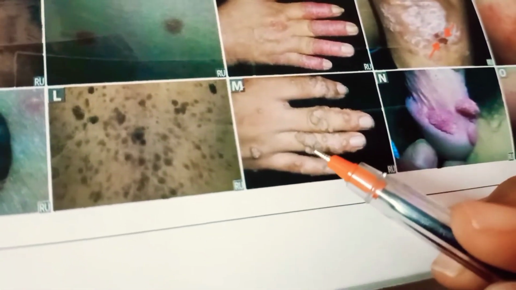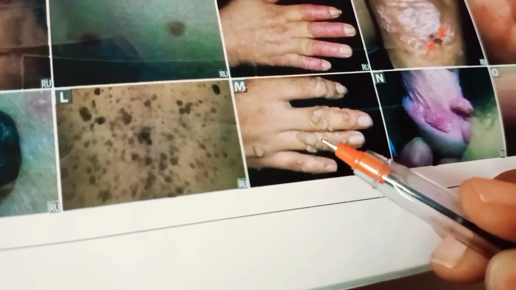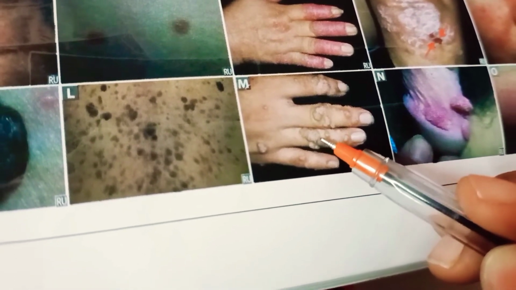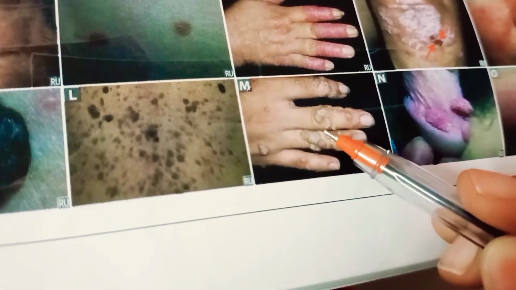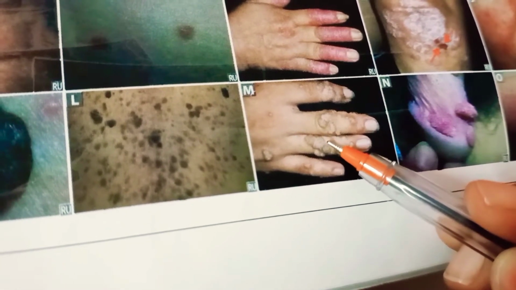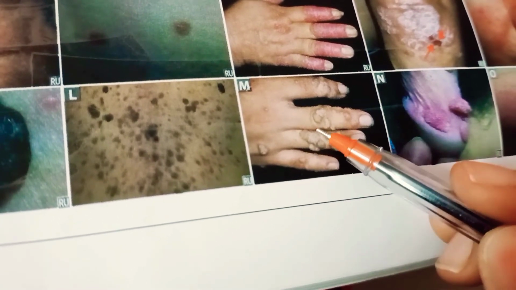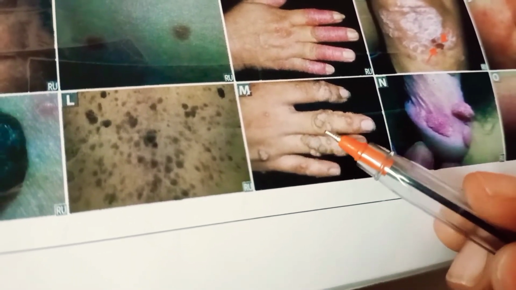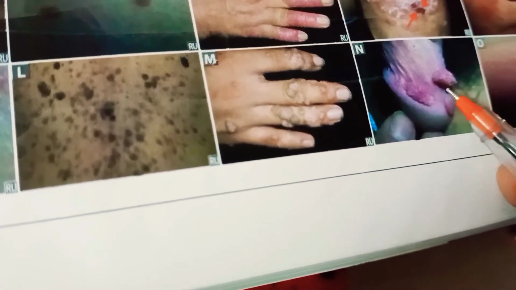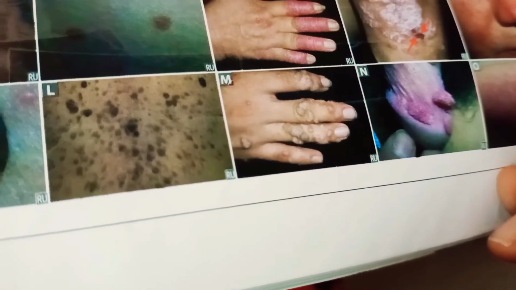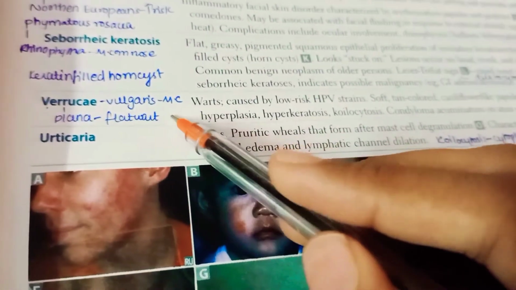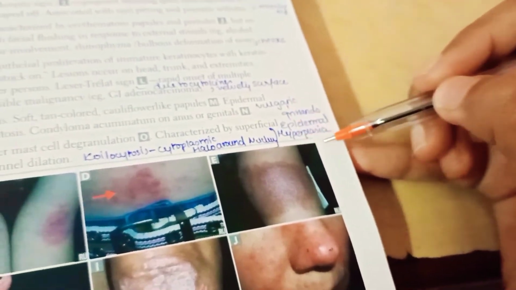Okay. Next, coming to verruca. Verruca, you can see, is warts caused by low risk HPV. Okay, low risk HPV strains, soft tan colored, cauliflower like papules, epidermal hyperplasia, hyperkeratosis, koilocytosis. Condyloma acuminata on the anus and genital regions it is seen. So among these, verruca vulgaris is most common, plana is a flat wart, and vulgaris is most common on the hands, and that will lead to epidermal hyperplasia.